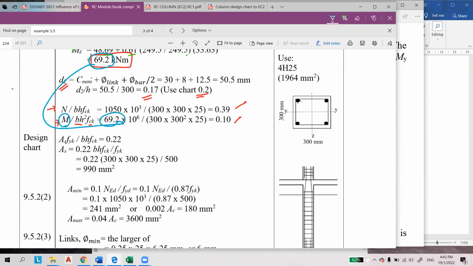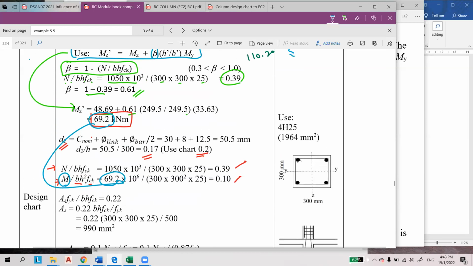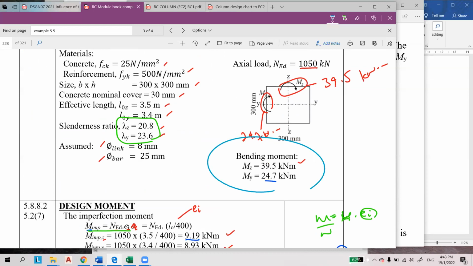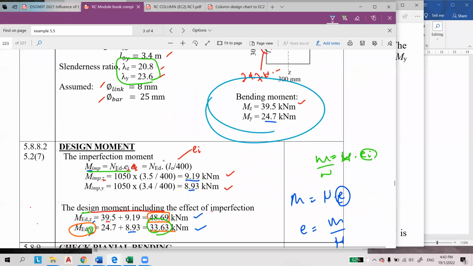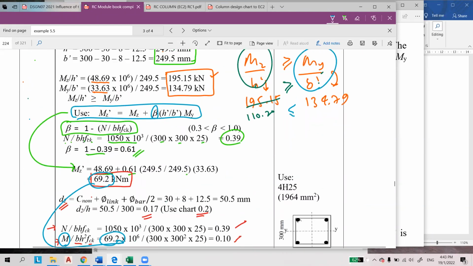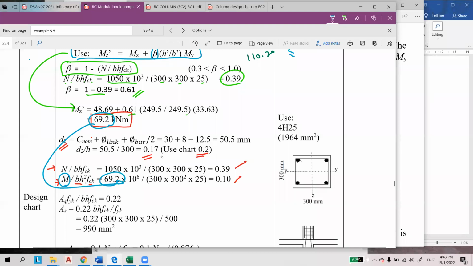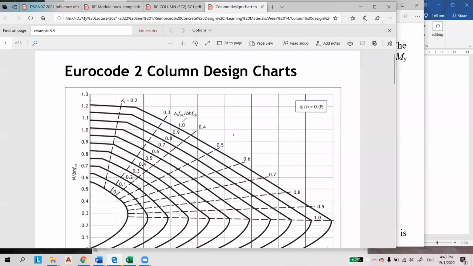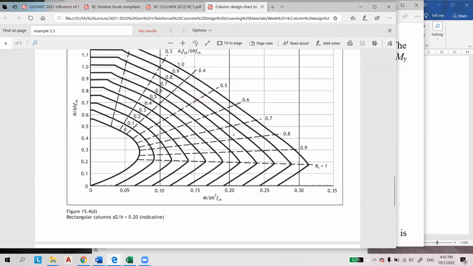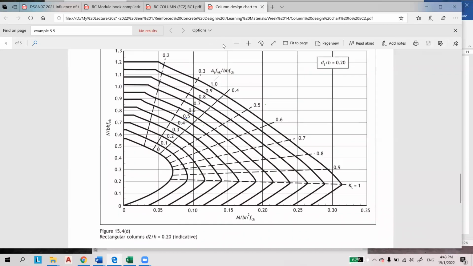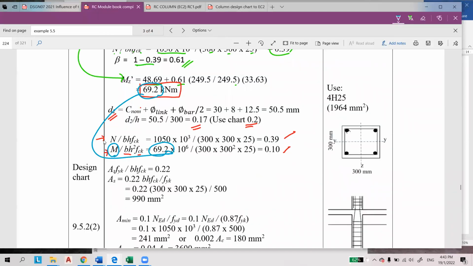Can you see? The originally given moment is this one, but we do some adjustment due to the imperfection moment, and then we do the enlargement due to the biaxial bending situation. So we refer to the column design chart of 0.2. You can use this chart for your project later. I hope you practice. And the value of N is 0.39.